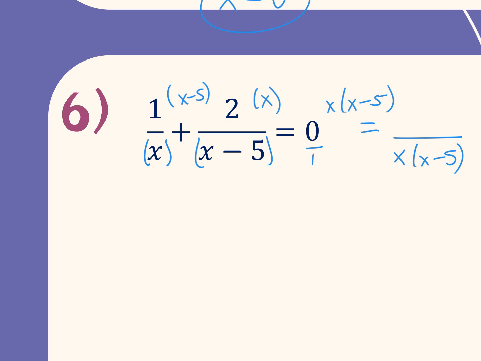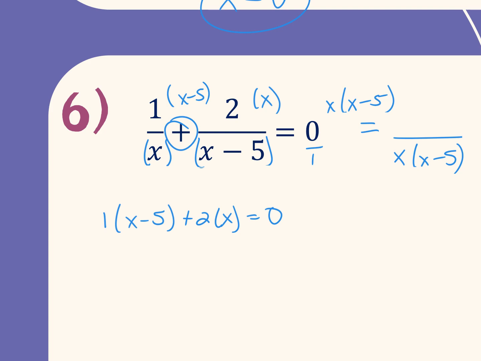Now that you've made equivalency, the denominator doesn't matter anymore. That's why I say just put it off to the side and then rewrite your linear equation. So this is 1 times x minus 5 plus 2 times x equals, what's 0 times x minus 5? 0. Can't you just cross multiply these? No, because there's a plus sign here. If it was just one fraction, you could. No, let's finish it.